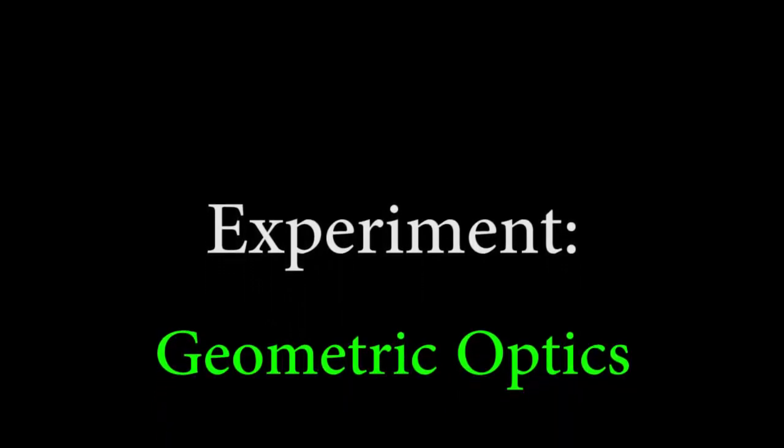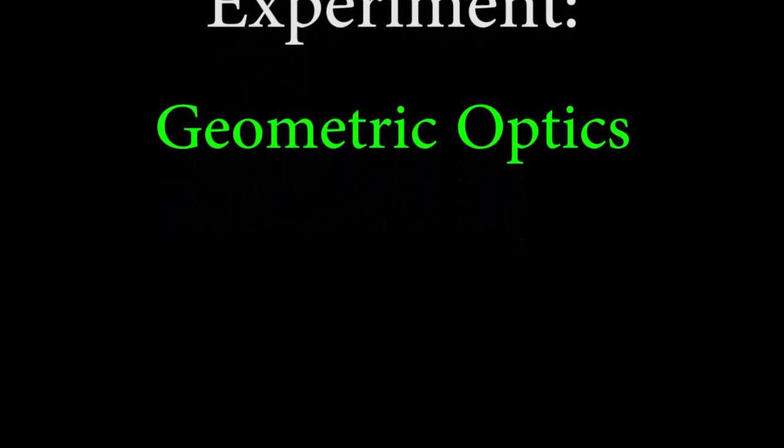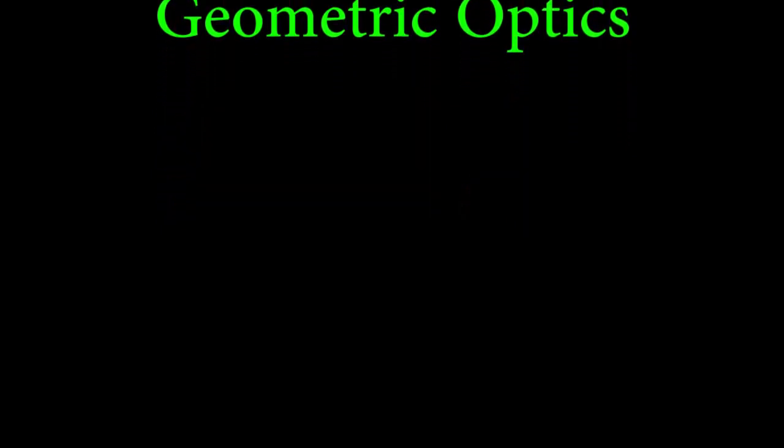In this experiment, we'll be making a light ray source using your phone and a cardboard box, and using it and a prism to analyze reflection and refraction. We'll also be measuring the focal lengths of two lenses and using them to create a telescope and a microscope.